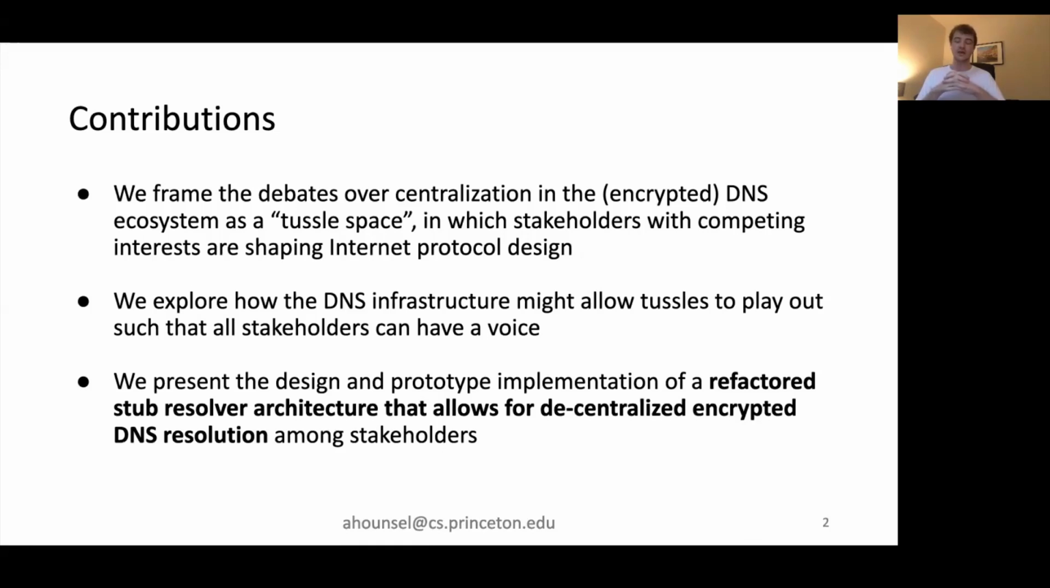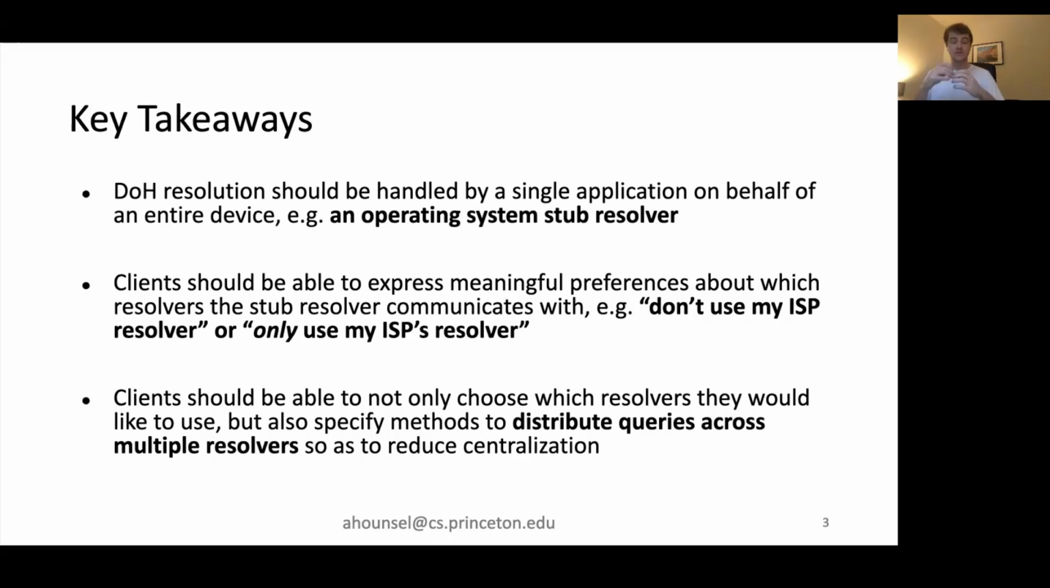We present the design and prototype implementation of a refactored stub resolver that implements these principles for decentralizing encrypted DNS queries. Key takeaways from this are that DoH resolution should be handled, in our opinion, by a single application on behalf of an entire device, such as an operating system stub resolver.